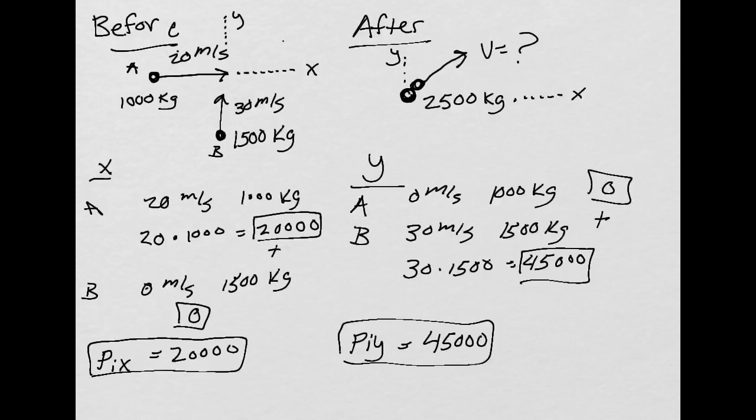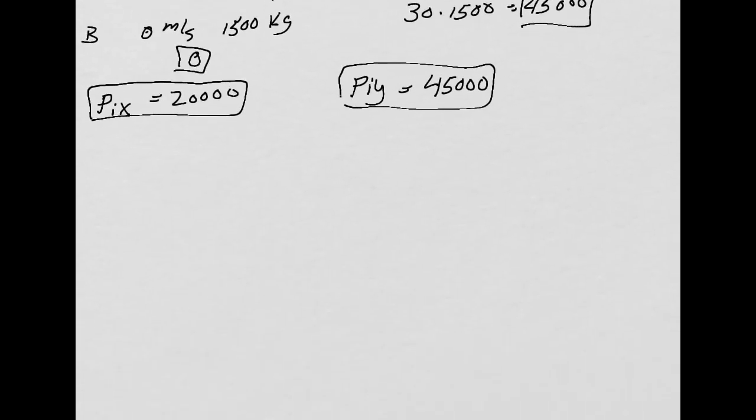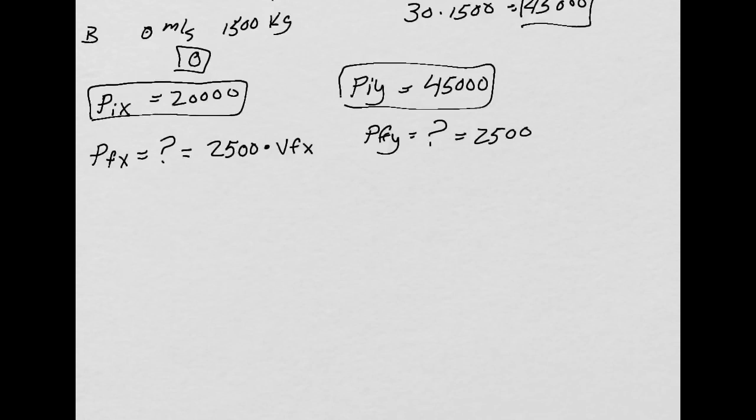Next, we need to find the total momentum of the system in every direction after the collision. So let's move down here. We know that P final x is an unknown because we don't know the velocity. But that is equal to 2,500, that's the total mass of those things, times V_fx. And P_fy is also an unknown, but we know the mass, 2,500, and our unknown is V_fy.